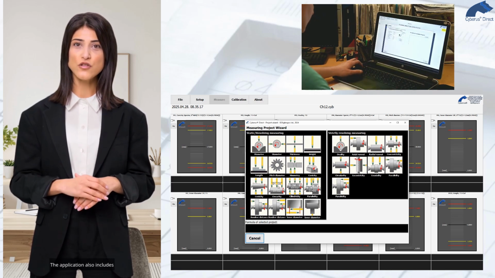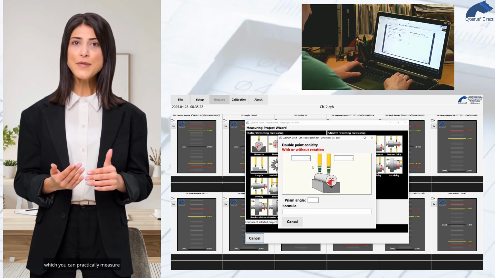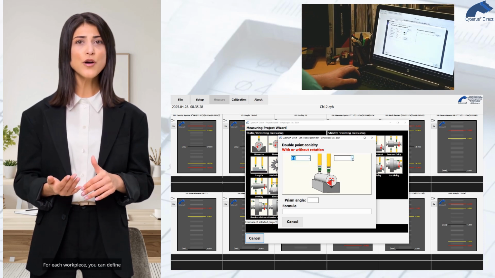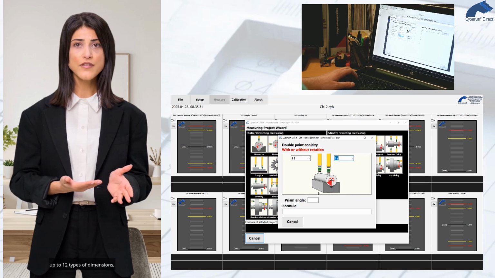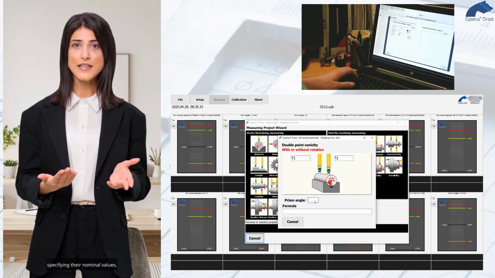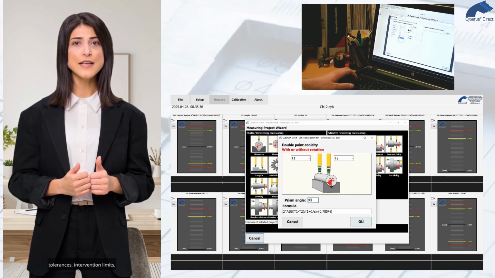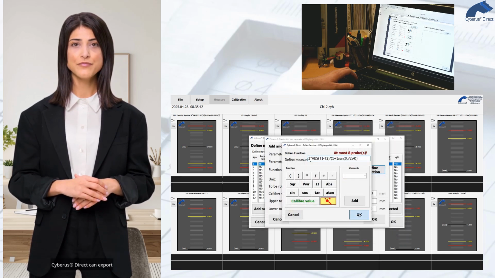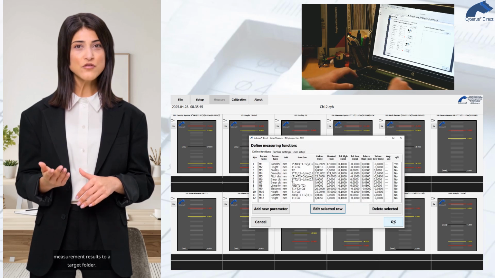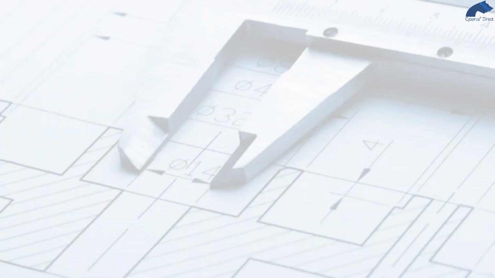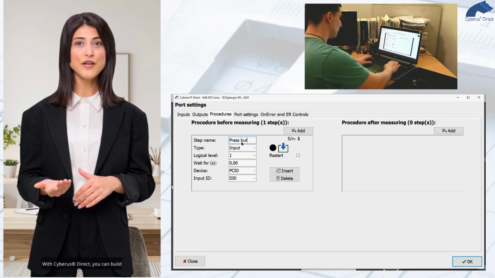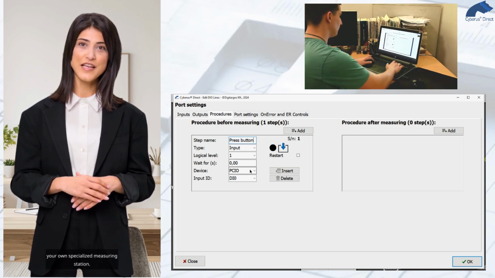The application also includes built-in measurement methods, with which you can practically measure any dimension that forms during some machining process. For each workpiece, you can define up to 12 types of dimensions, specifying their nominal values, tolerances, intervention limits, and many other measurement conditions. Cyberus Direct can export measurement results to a target folder. No need to program either. With Cyberus Direct, you can build your own specialized measuring station.